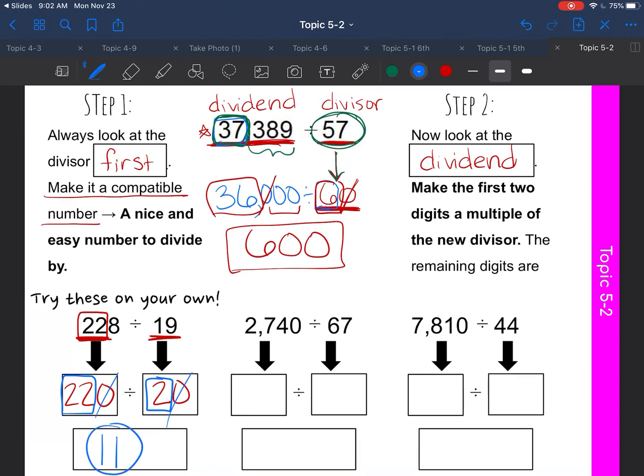Now, you didn't have to keep it 220. You could have made this 200 if you wanted to. Okay, it's up to you. You could have made that any different thing as long as it's close to your actual. Okay, so let's look at the next one.